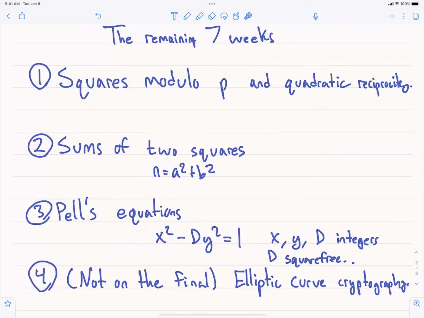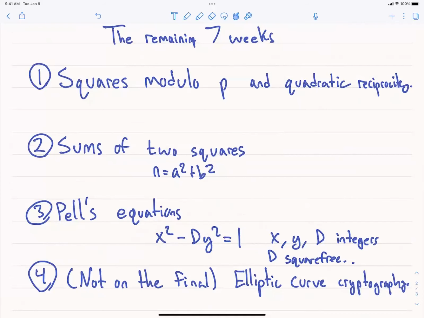If I take d to be 2, so I look at x squared minus 2y squared equals 1, I can ask, can I solve that equation using integers x and y? And if so, how many ways are there to solve the equation? But this ends up having some really interesting structure to it. And you see lots of interesting things here when you try to solve this equation.